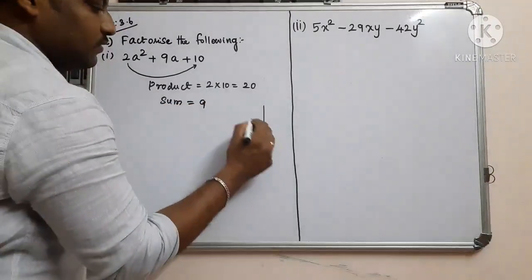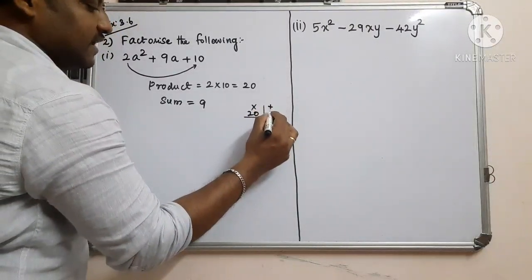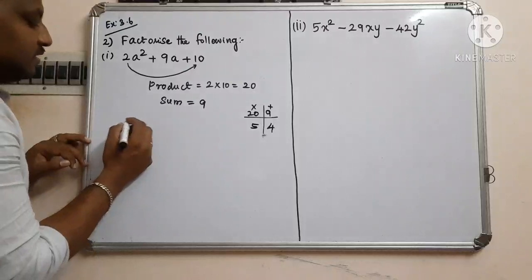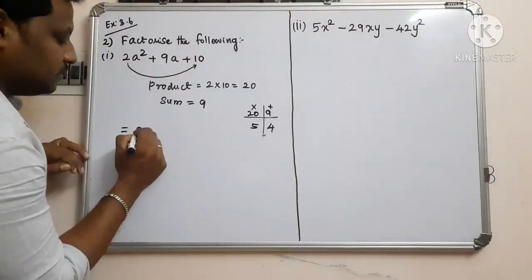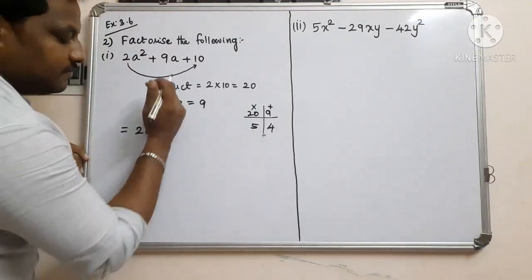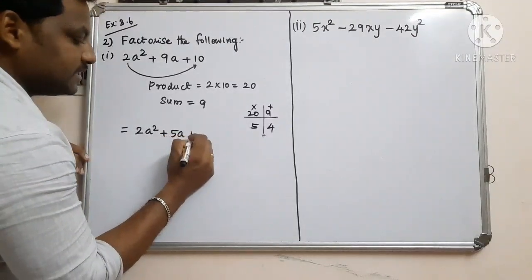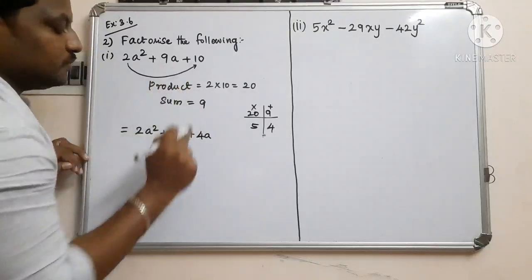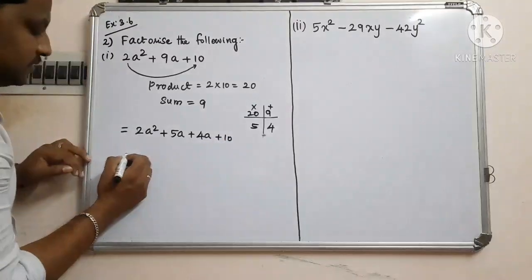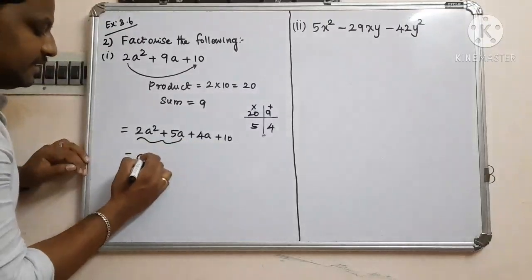Now we have to find, as usual, the numbers whose product value is 20 and sum value is 9. So what is the value? 5 fours are 20, and 5 plus 4 is 9. So we can write the polynomial 2a square plus 4a or 5a, anything you can write. This 9a should be written as 5a plus 4a, and at last plus 10.